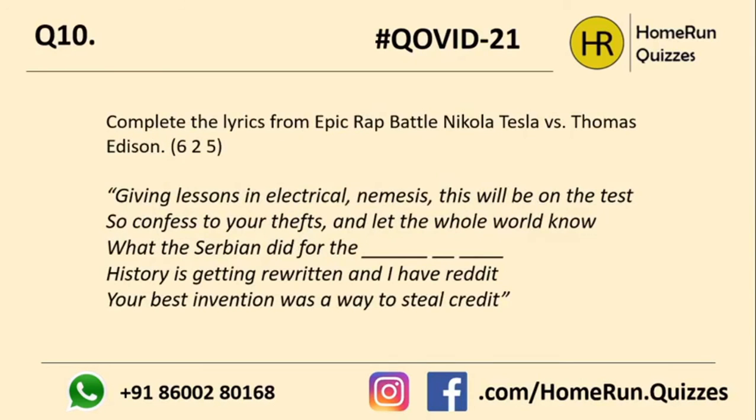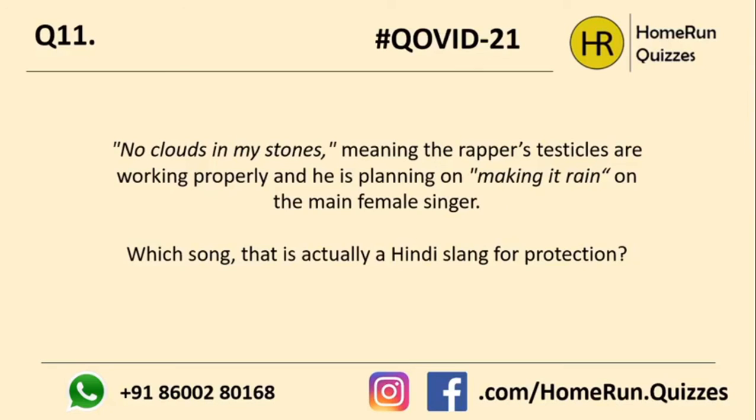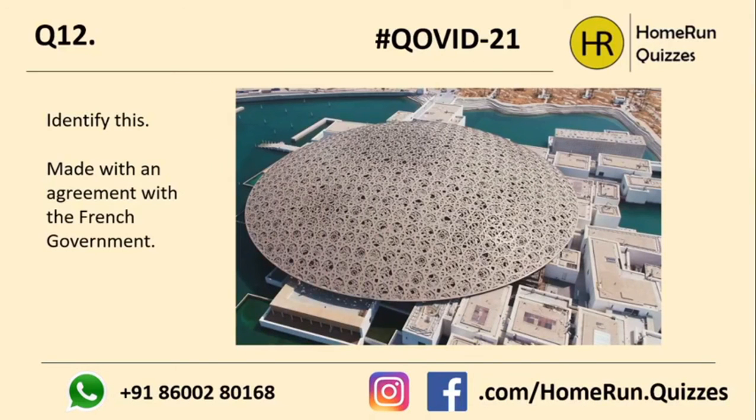Question 10. Complete these lyrics from the epic rap battle between Nikola Tesla and Thomas Edison. Question 11. What song is this? Actually a Hindi slang for protection, popularized by Bunty from Sacred Games. Question 12. Made with an agreement with the French government, what is this? Also, just adding a hint: now that you're giving me this particular place, the location is quite important, which completes the name of the whole place. That should also serve you as a hint.